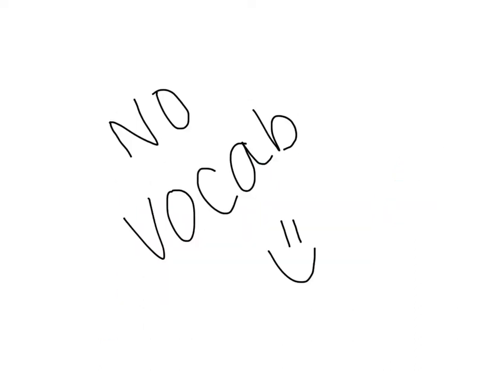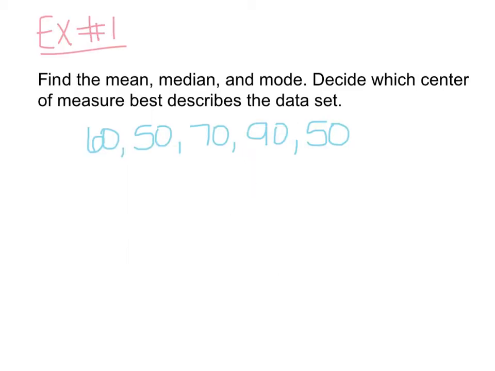There's no vocab for this lesson. Example 1: find the mean, median, and mode. Decide which measure of center best describes the data set. So this should be pretty easy. We already know how to find the mean, the median, and the mode. Let's start with the mean.